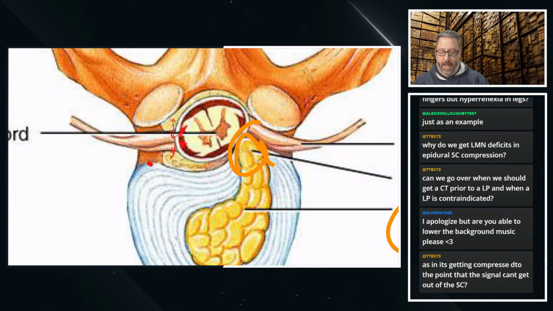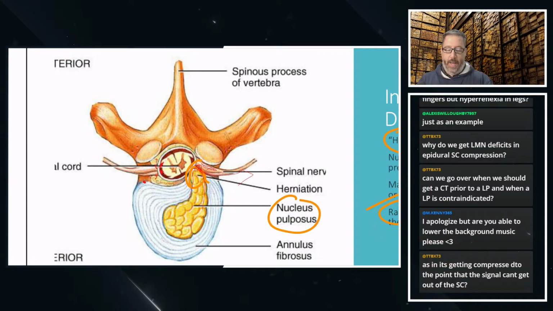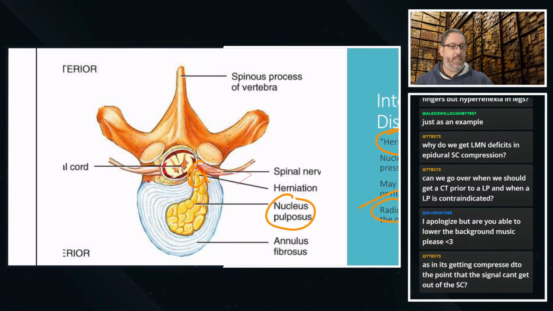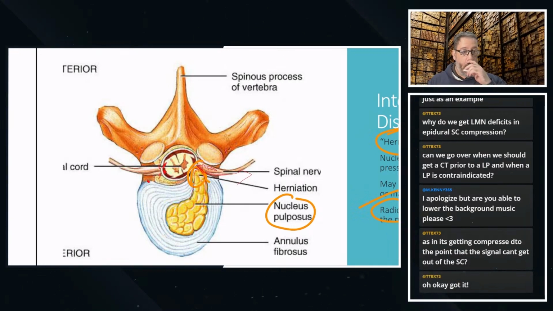Like in this case, you see how we have this prolapse here, which is pushing on the motor side first. So you're going to get motor weakness and problems. But if it keeps going, now we've involved the sensory problem as well. So with herniated discs, you get the mixed sensory motor problems.